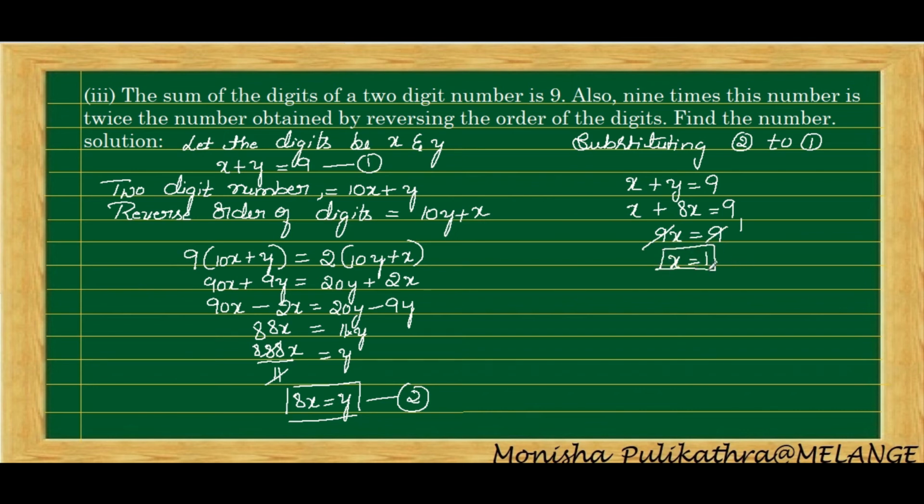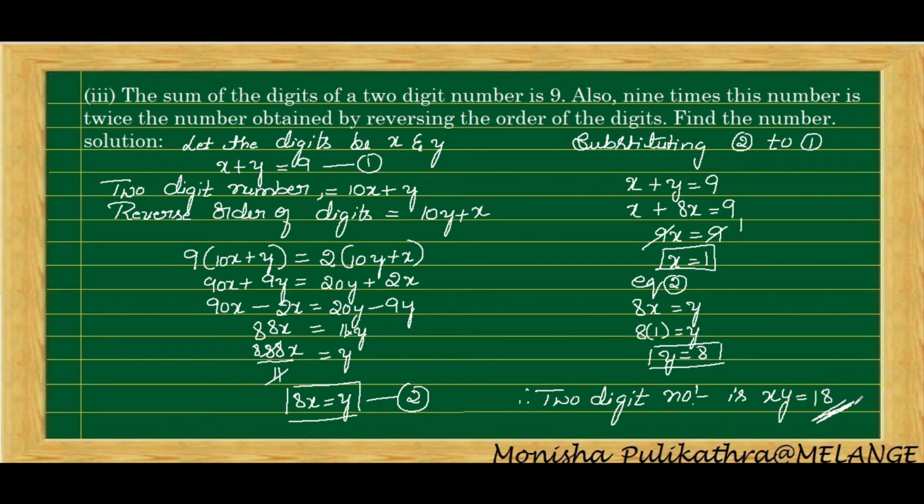Next, we need to substitute that x value into either equation 1 or equation 2. I will be using equation 2 here. Equation 2 is 8x is equal to y. So instead of x, we substitute 1 here. So 8 ones are 8. So x is equal to 1 and y is equal to 8. So the 2-digit number xy is 1, 8. 18 is that 2-digit number. I hope you understood this.